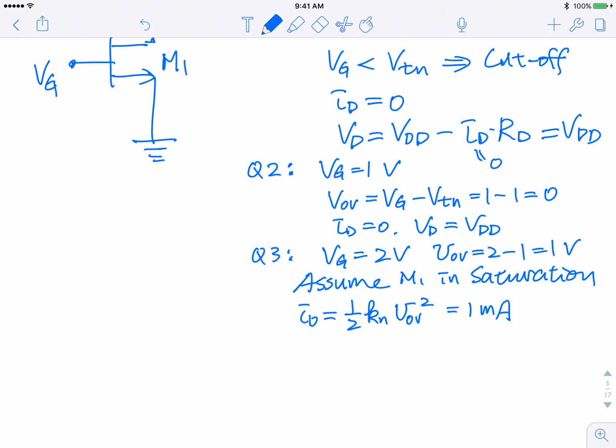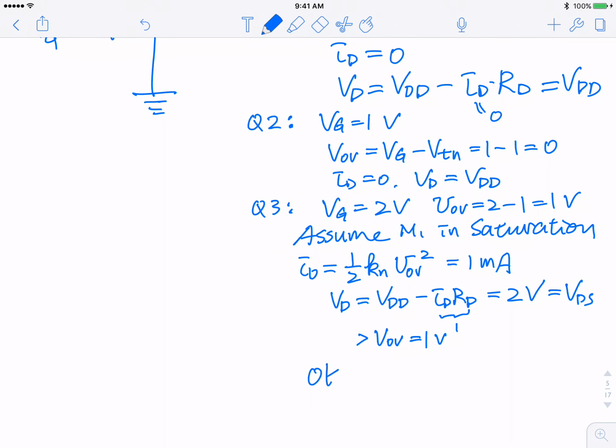And in this case, Vd is equal to VDD minus ID RD. This is 1 milliamp times 1 kilo ohm, so this is 1 volt. VDD is 3 volt. 3 volt minus 1 volt is equal to 2 volt. Here, Vd is also equal to Vds, and Vds is greater than V overdrive, which is 1 volt. So the assumption check is okay, that's correct. And this is our correct answer. Your output voltage is 2 volt.